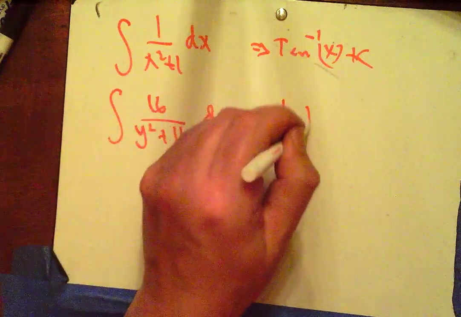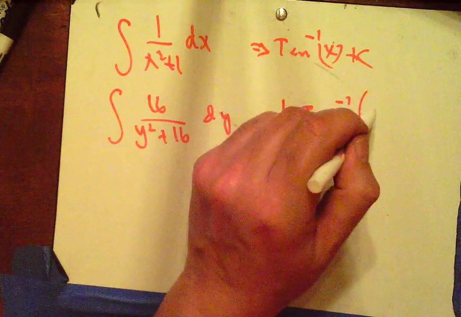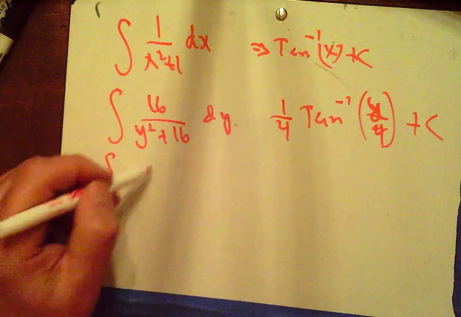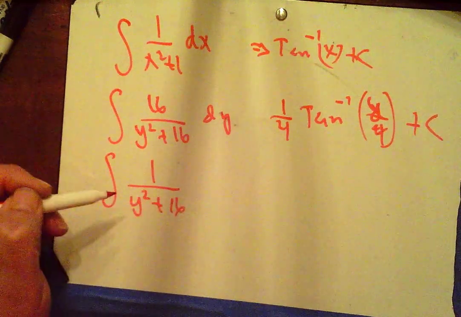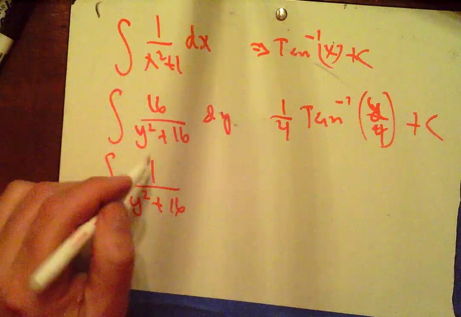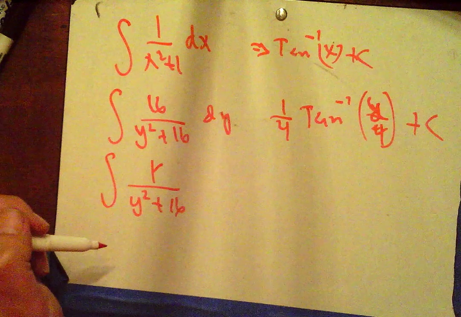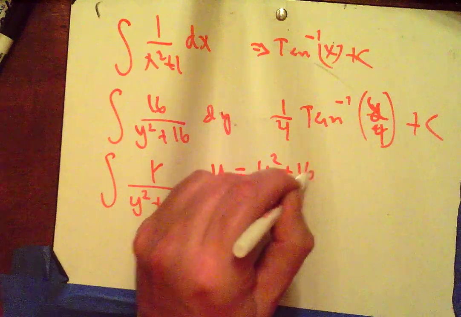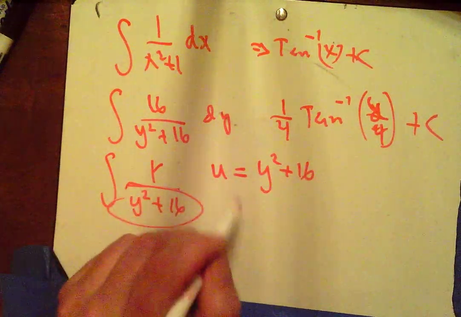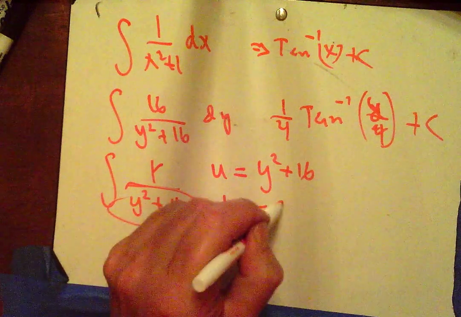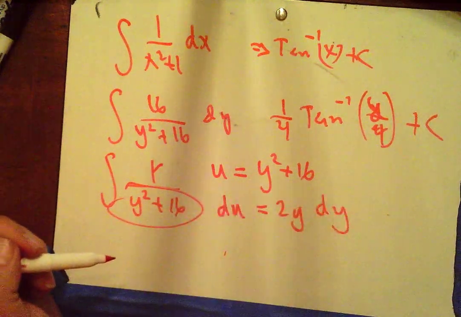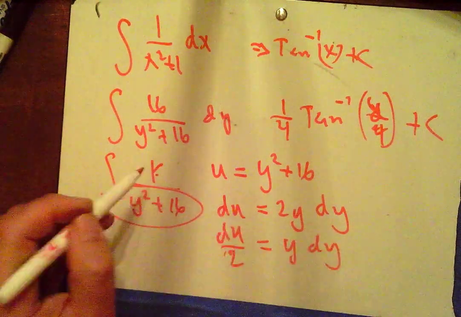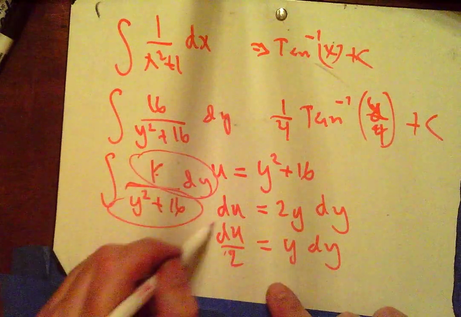I think it was 1/4 tangent inverse of x over y over 4 plus c. But then we also had 1 over y squared plus 16, same as that, and we had y over y squared plus 16. And remember, this was a u sub where y squared plus 16, all the stuff in the denominator, was my u. And so my du would be 2y dy. But I only see a y here, so du over 2 equals y dy, and so all of that can be replaced with that.